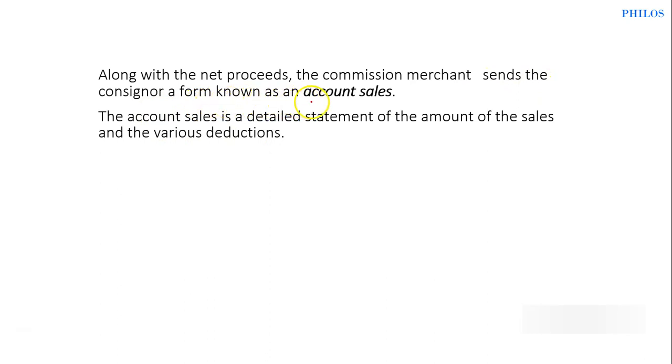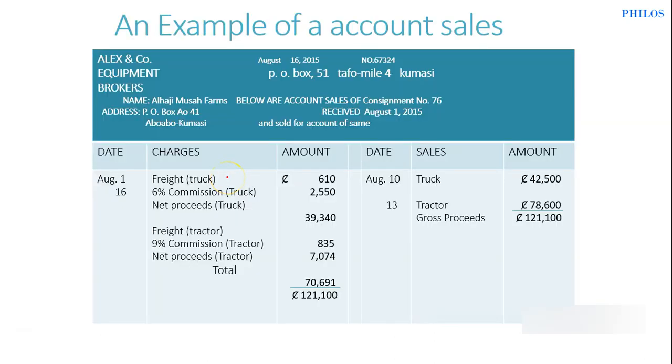Now note that along with the net proceeds, the commission merchant sends the consignor a form known as an account sales. So the account sales is a detailed statement of the amount of sales and the various deductions. And this is how it looks like. So this is the amount they sold the truck, 42,500. This is the amount they sold the tractor also. So when you add the two, you get 121,100.